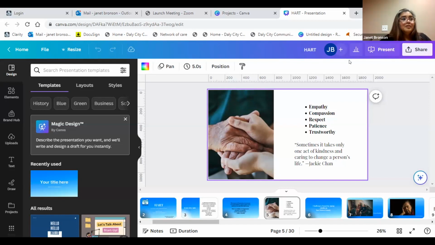So we predominantly assist Daly City, Broadmoor, and Colma.